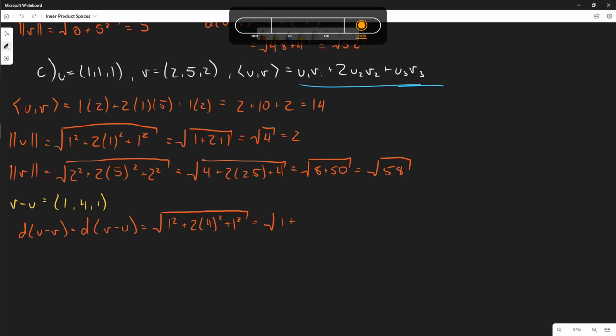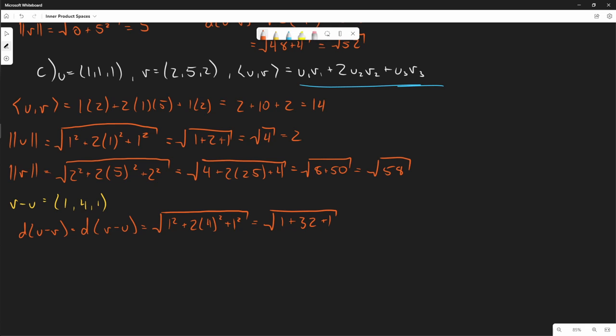1 plus 32, because it's 32, not 23, plus 1. Is it 32? Wait, 4 squared is 16 times 2 is 32, plus 1 plus 1 is 2. And so yeah, 32. So it'll be the square root of 34, because 1 plus 1 is 2, plus 32 is 34. And that is it for the third example. Now let's go to the fourth one.